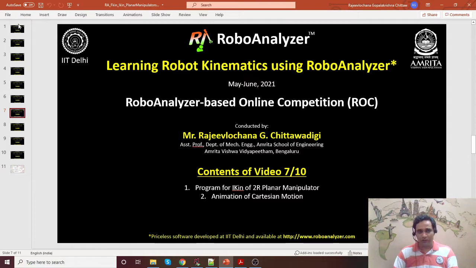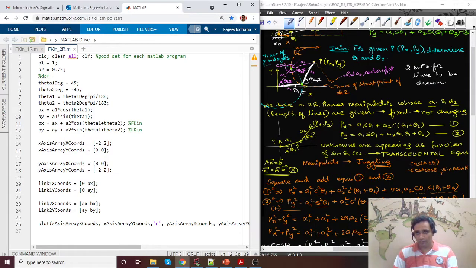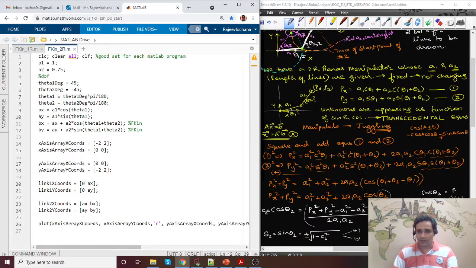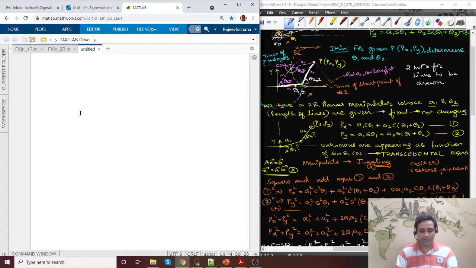In the previous videos we have already looked at the forward kinematics of 2R and 3R manipulators. In the just previous video we have looked at the inverse kinematics formulation of the 2R manipulator. These are the notes that were there in the previous video. I would request everyone to go through them in case you have not, because we'll be using these notes in our formulation. The forward kinematics video is already there, but now we'll look at inverse kinematics.